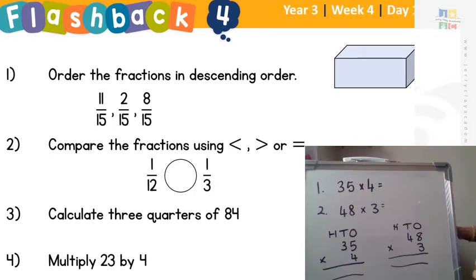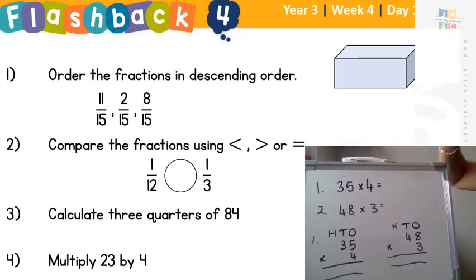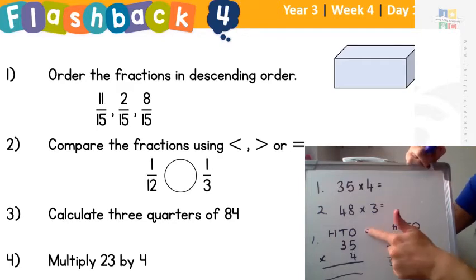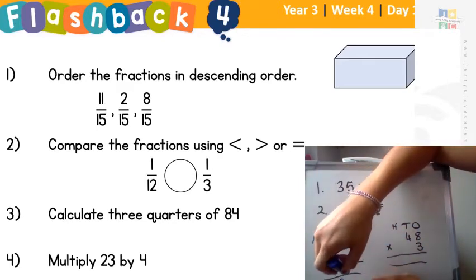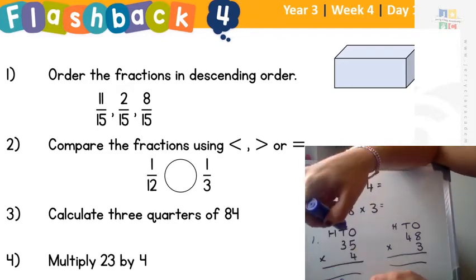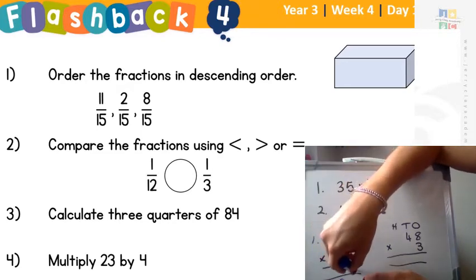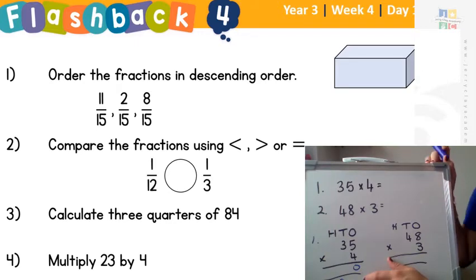So you should have set it up something that looks like this. So for number 1, I've done my column method. So again, I'm going to start in my ones column. 5 times 4 is 20. So I will exchange 20 ones for 2 tens. So my 2 would go in my tens column, and my 0 would go in my ones column. So that says 20. Then I would do 3 times 4, which is 12.